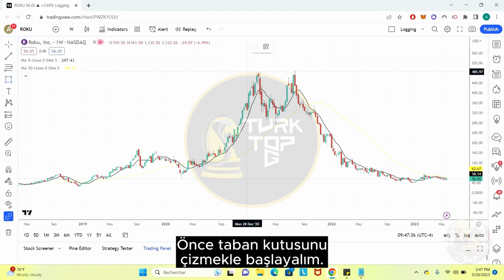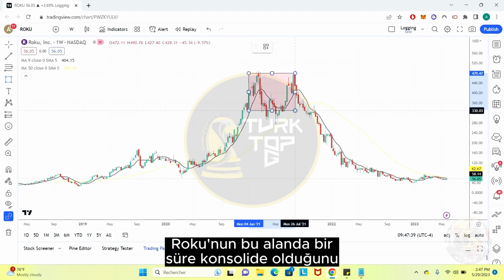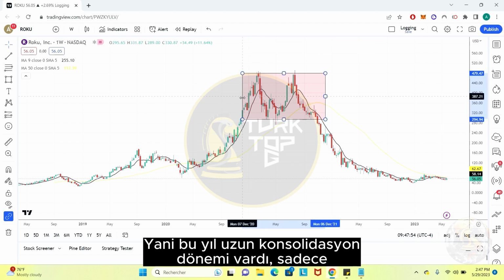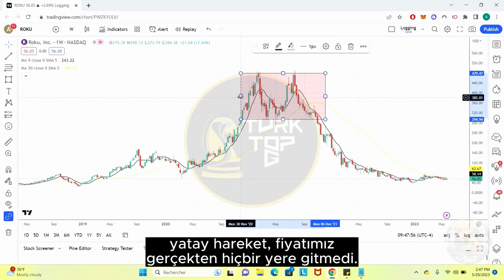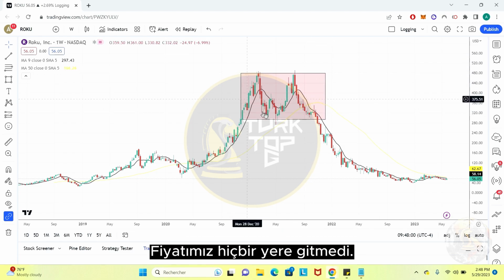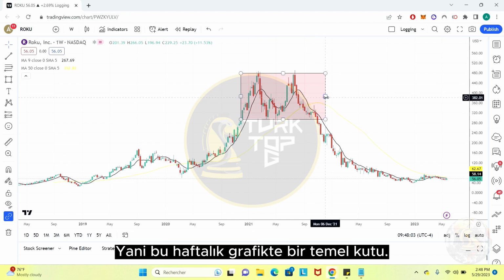Let's start with drawing out the base box first. We know Roku consolidated for a period of time in this area all the way from, let's say, around January of 2021 to November of 2021. So it had this year-long consolidation period, just sideways movement where price did not really go anywhere. So that is a base box on the weekly chart.